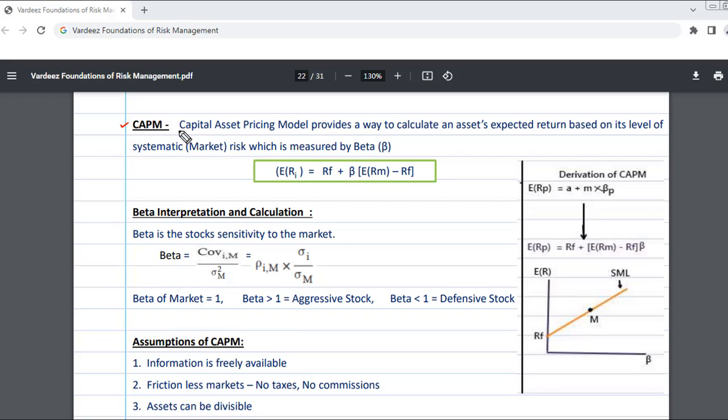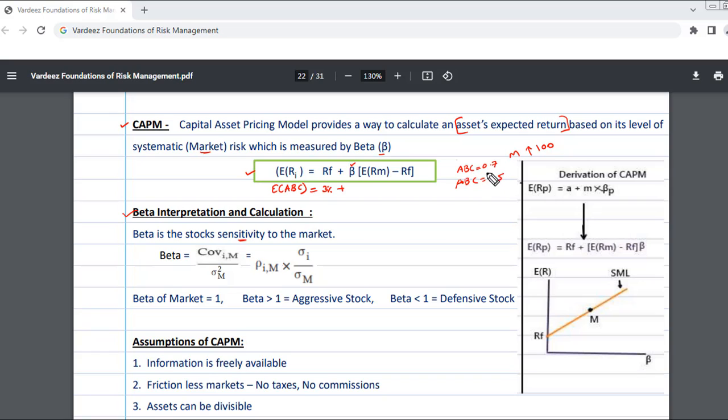Now talking about CAPM, the capital asset pricing model provides a way to calculate an asset's expected return based on its level of systematic risk, which is also known as market risk, and which is measured by beta. So this is the formula for CAPM, and it says that to calculate the expected return on any asset, let's say I want to calculate the expected return on ABC company, I first need the risk-free rate. Let's assume the risk-free rate is 3%. Then I need the beta. Now what exactly is this beta? Beta is the stock's sensitivity to the market.